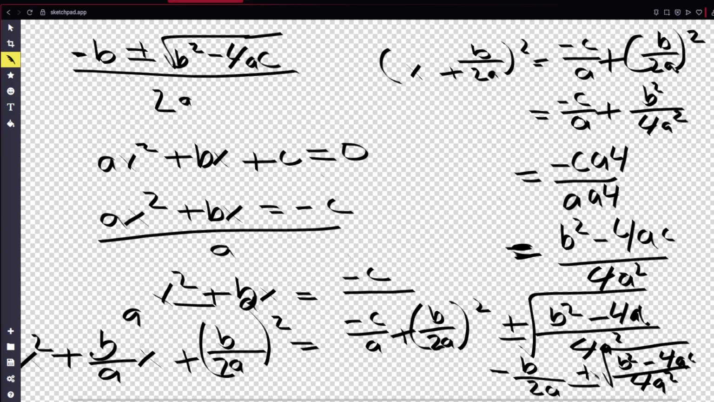And now here's where it gets a little complicated. We multiply 2a on both sides, giving us 2ax, because we just moved that term over, equals negative b plus or minus 2a square root, and then I guess the discriminant. Oh gosh, it's a little messy, but it's okay.